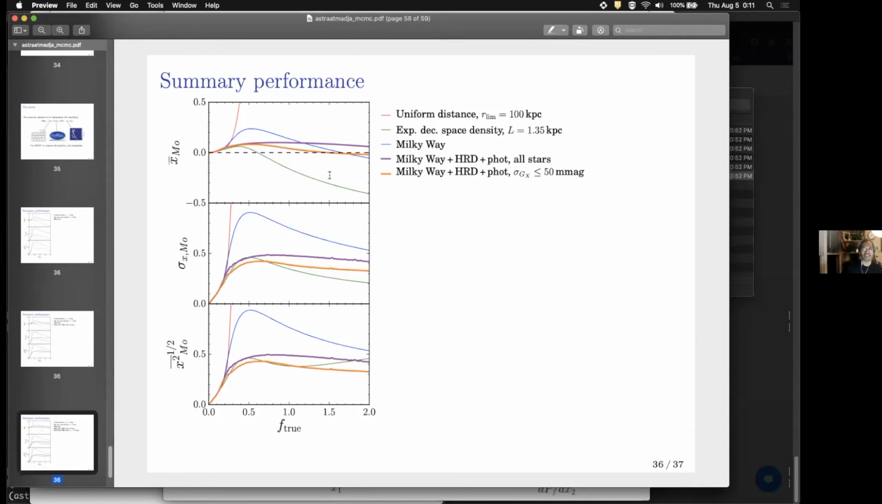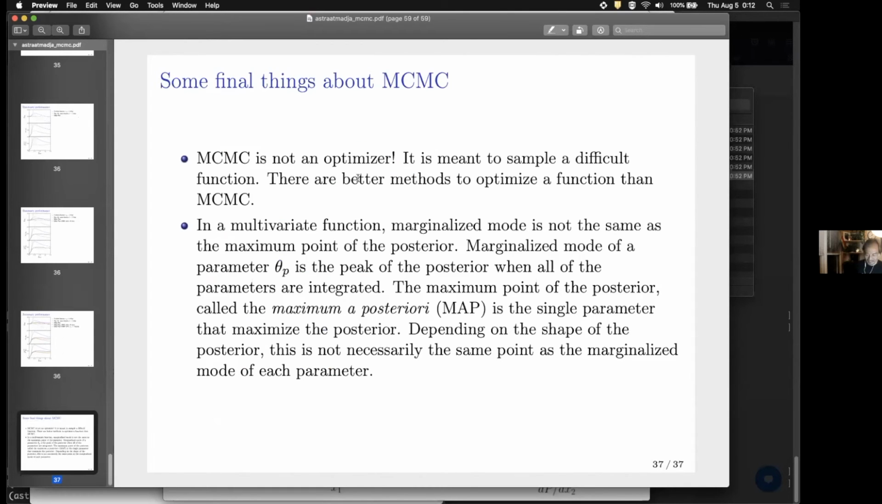This is what happens if we only look at stars with good photometric information. The bias is reduced even further. Before, we looked at all stars, but now we look at a subset of stars that has good photometric information. As you can see, it works pretty well. Right, so that's what I can say about MCMC. I hope that helps in deciding whether you have to use MCMC or not.